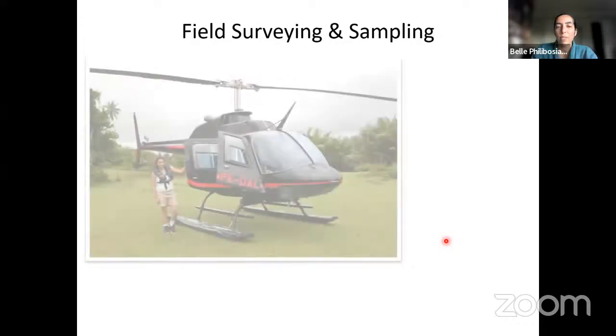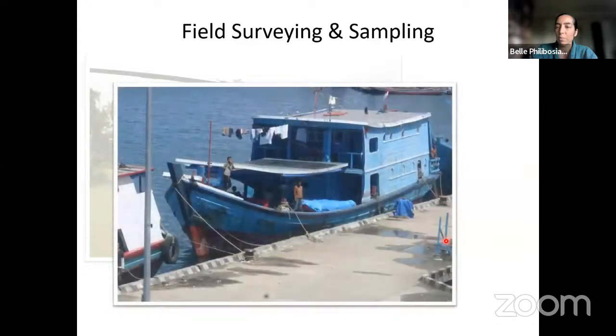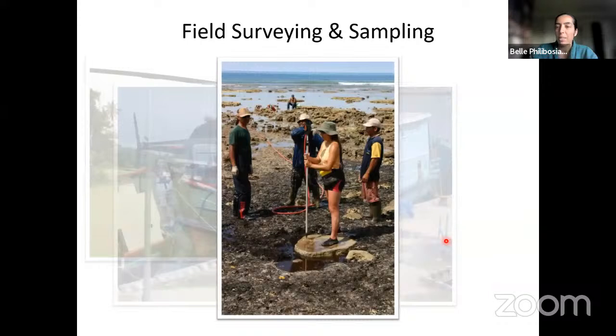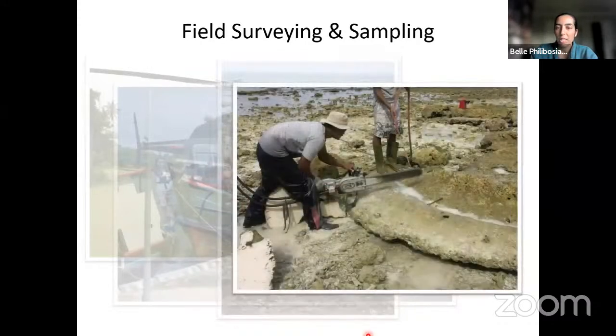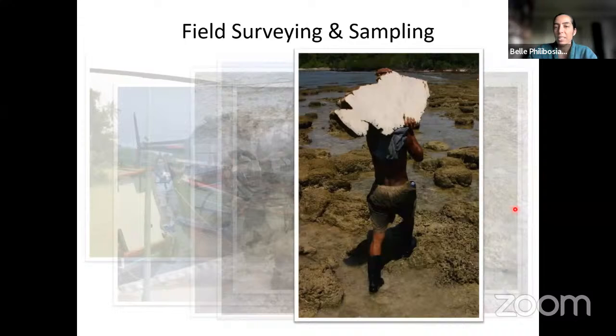So in our field surveying, we use helicopters and boats to go and find places where the corals are preserved. If we find them, we survey them very accurately, and then take samples using hydraulic chainsaws to get a radial slice, which is showing the growth of the coral over time. So this is showing where a radial slice has been extracted, and this is what the slice looks like after we take it out.